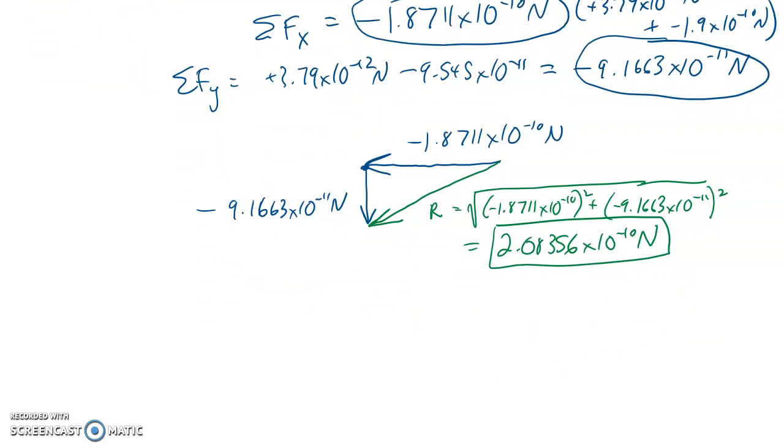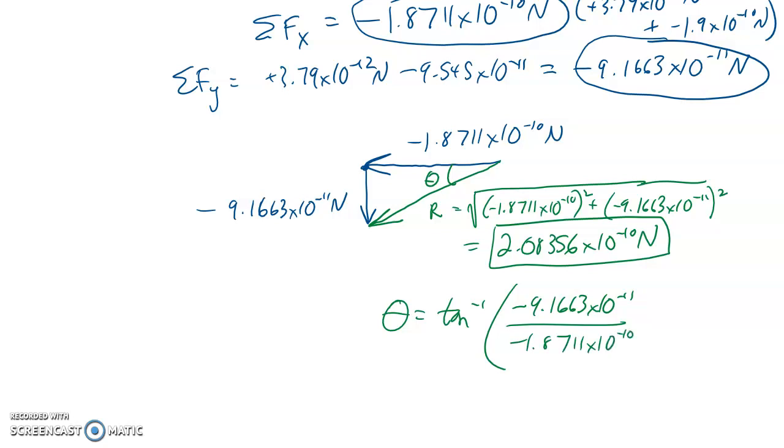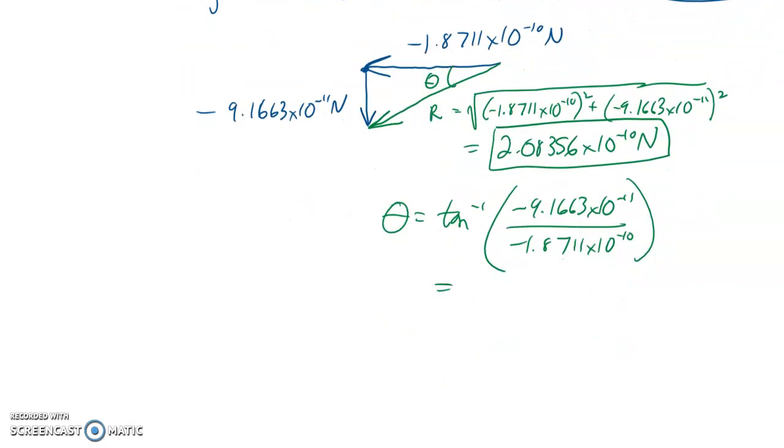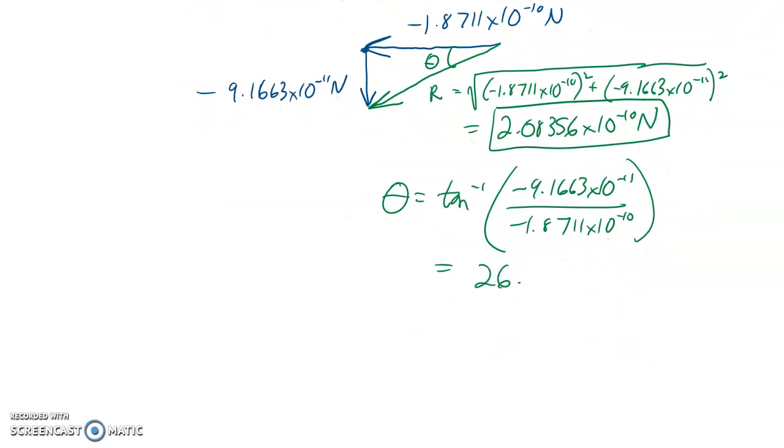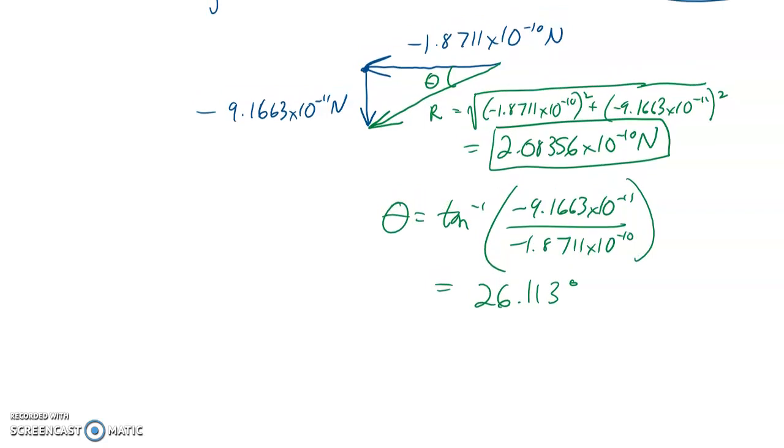There's, I think, a follow-up question 43, which is the direction. So that's that angle that we want to find there. So for that, we're going to use inverse tangent of negative 9.1663 times 10 to the negative 11 over negative 1.8711 times 10 to the negative 10. When I do that on my calculator, I get 26.113 degrees. And if you're taking a test and you want to say this very accurately, you should say additionally below the negative x axis, because that's exactly what's happening there. That angle is below the negative x axis.